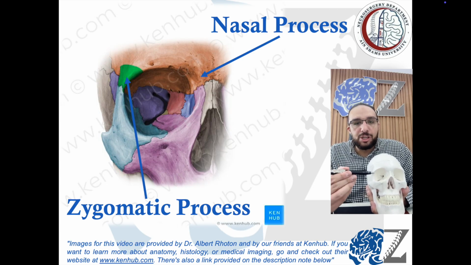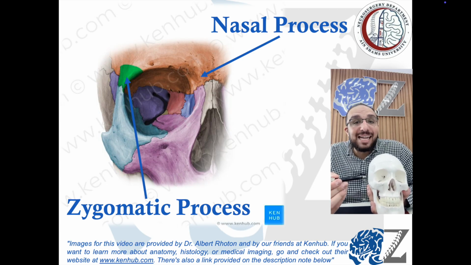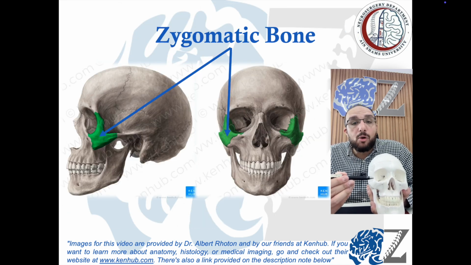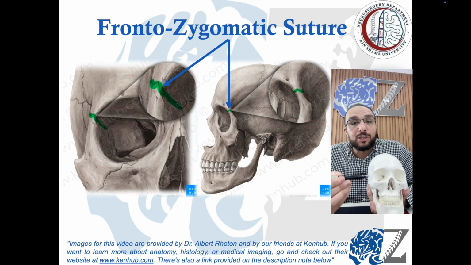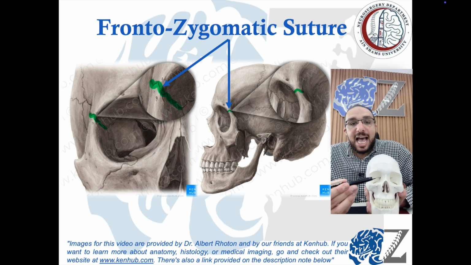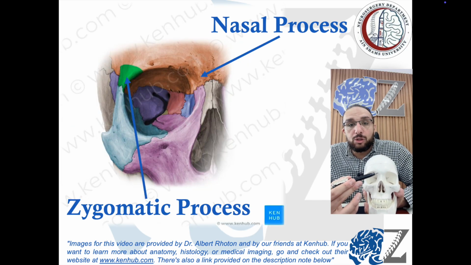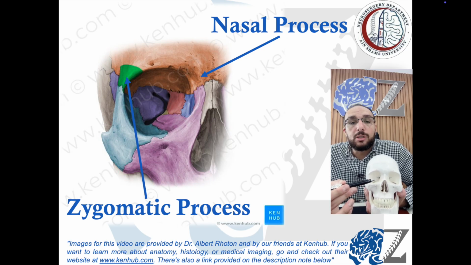This lateral process is called the zygomatic process of the frontal bone, and it's going to fuse with the zygomatic bone, forming the frontozygomatic suture. And this medial process is going to curve medially and reach the nasal bones, so it's going to be called the nasal process of the frontal bone.